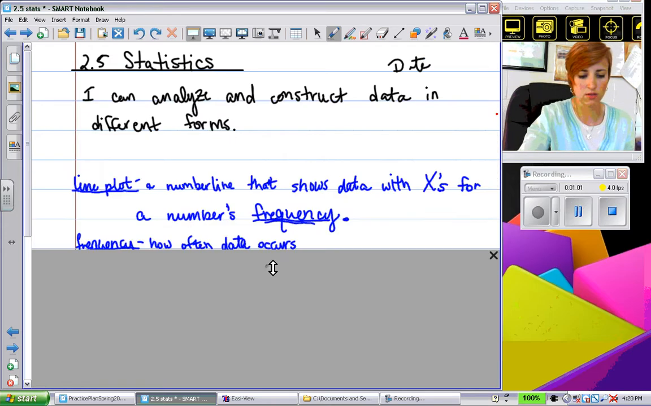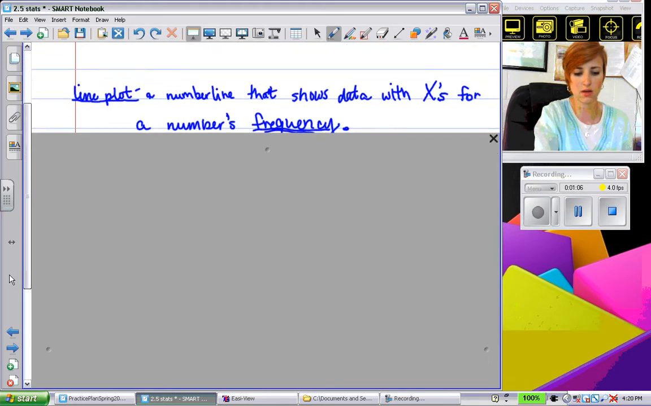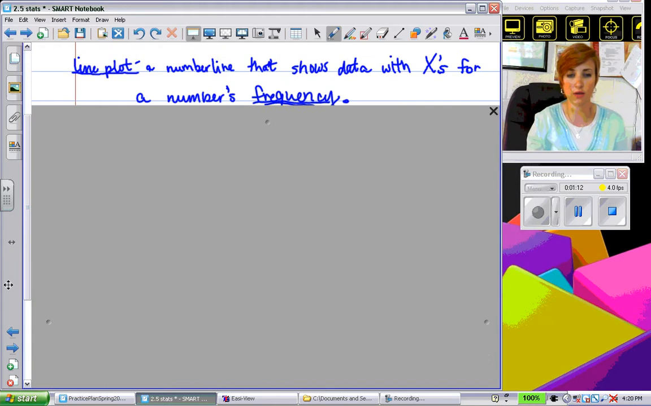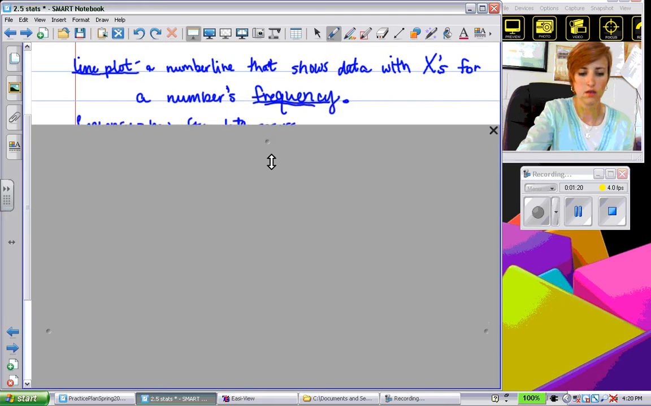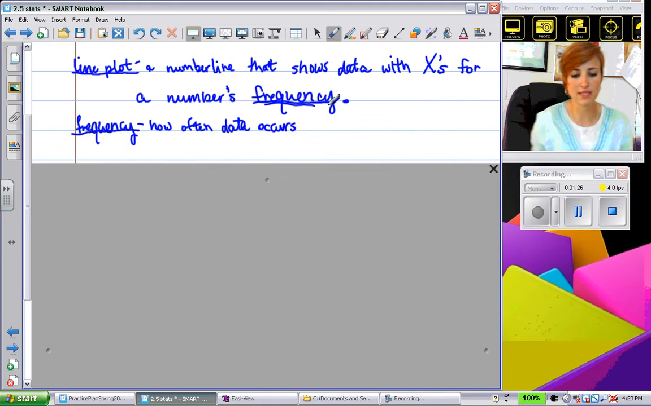Our very first vocab word is a line plot. It's one of the first ways we're going to be constructing our statistics. A line plot is a number line that shows data with X's for a number's frequency. And the next one is frequency, because it's used in line plot, and frequency is how often data occurs. So for a line plot, you just make a number line, you put an X above that number every time it occurs, and the frequency just means how often. So for every time you see that number, we're going to put an X above it.